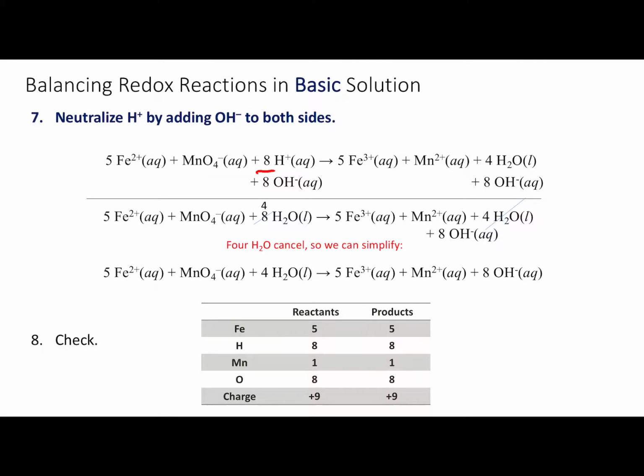The last step is just to confirm, and so again we make our table here and notice that the number of atoms of each element is the same in the reactants and products, and that the charge is the same in both reactants and products, in this case plus 9. That means that this is the correct balanced equation for this reaction in basic solution. I hope that this video has helped illustrate the half reaction method for balancing redox reactions in solution.